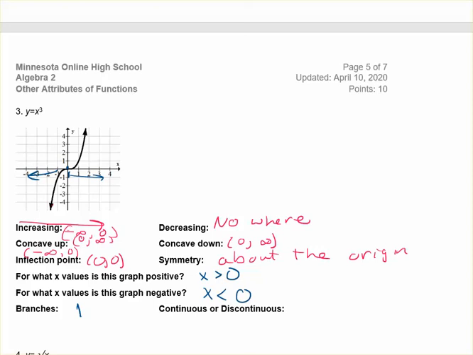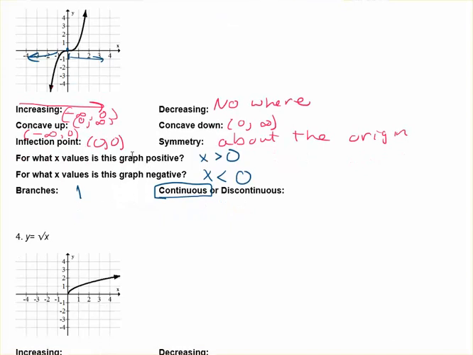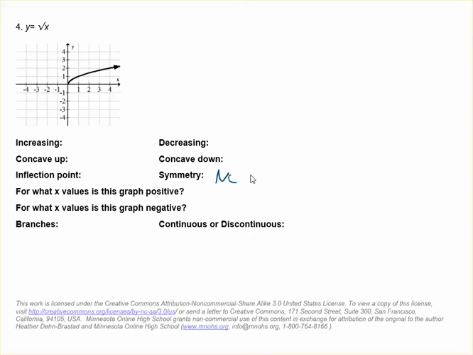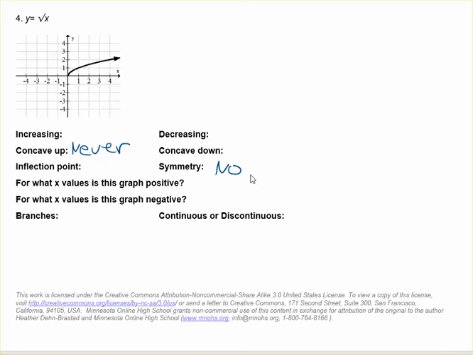There's only one branch. There'll usually only be one branch, unless it's a rational function or piecewise, and it is continuous. So we've answered all the questions about this function that we could. And you're going to do that for each of these. Answer the questions as best you can. Remember, sometimes there will be something that doesn't apply, like this one has no symmetry. Also, this one will never be concave up. And it's also never going to be decreasing. So it's okay that some of them will have an answer of never or none or nowhere.